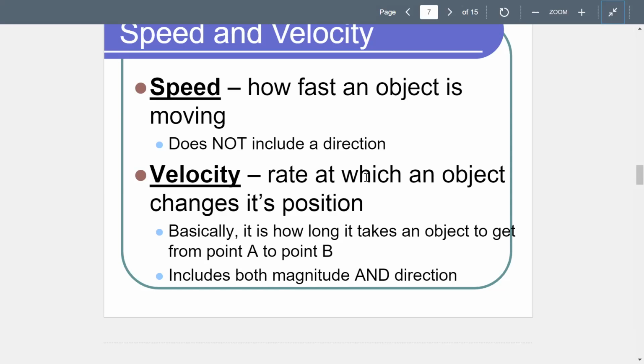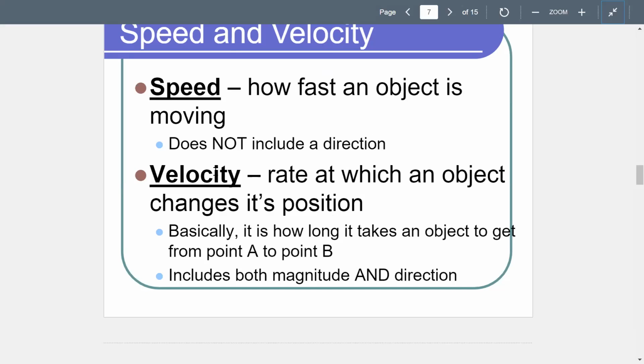So velocity is the rate at which an object changes its position. Notice how much more specific this sounds. Very specific there. Speed, the rate of how fast an object is moving, is kind of vague. And we're actually going to find out that speed is a scalar quantity. Remember, that's just a number. It doesn't use a direction, and thus it's a little bit more vague.